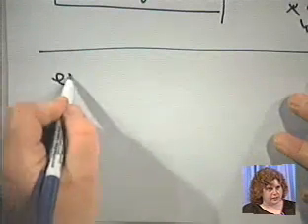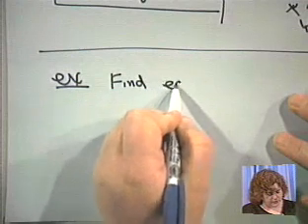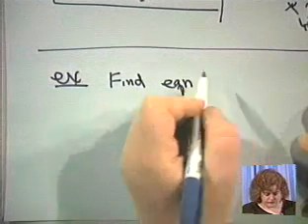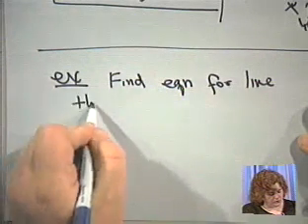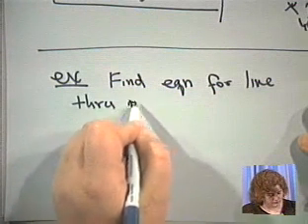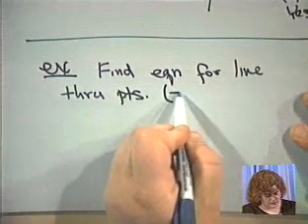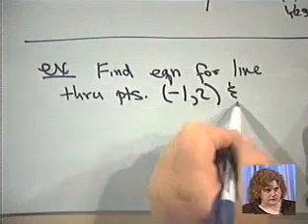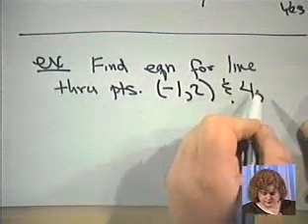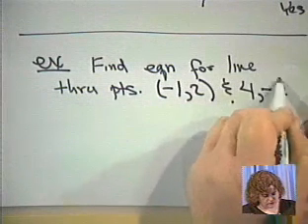Let's look at another example. This is another way you would typically be asked: find the equation for the line through the points (abbreviated PTS) (-1, 2) and (4, -2).